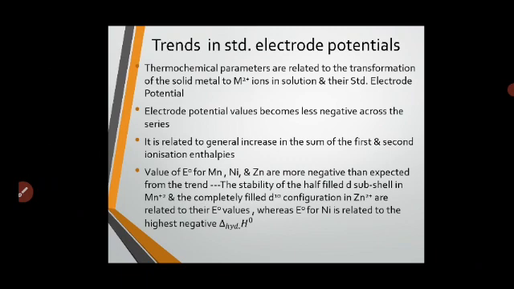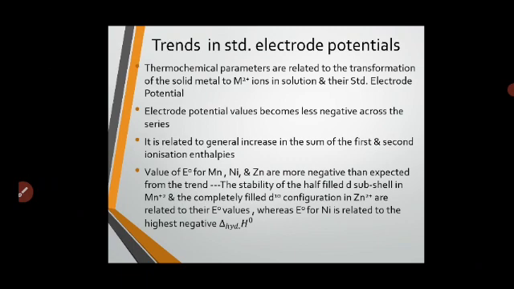Now electrode potential is the potential developed when a metal is dipped in its own ions. If the solution is of 1 molar, then we say that the potential difference which is developed is the standard electrode potential. And if you see the graph which is given as figure number 8.4 in the government textbook, you will come to know how it changes.